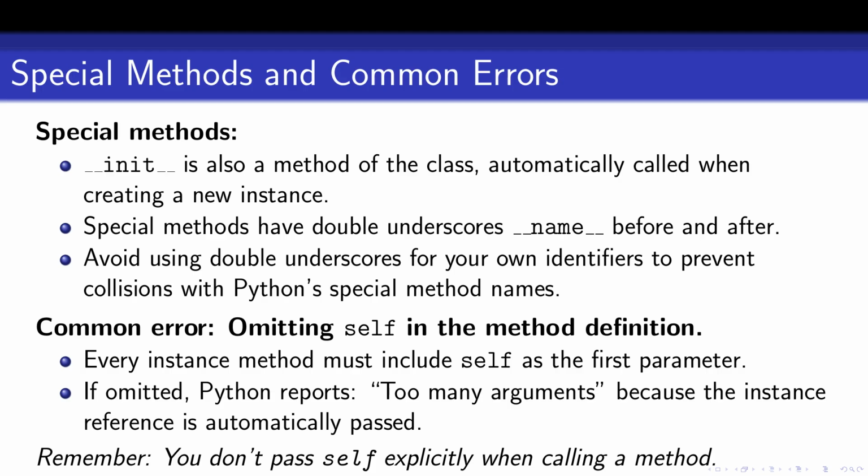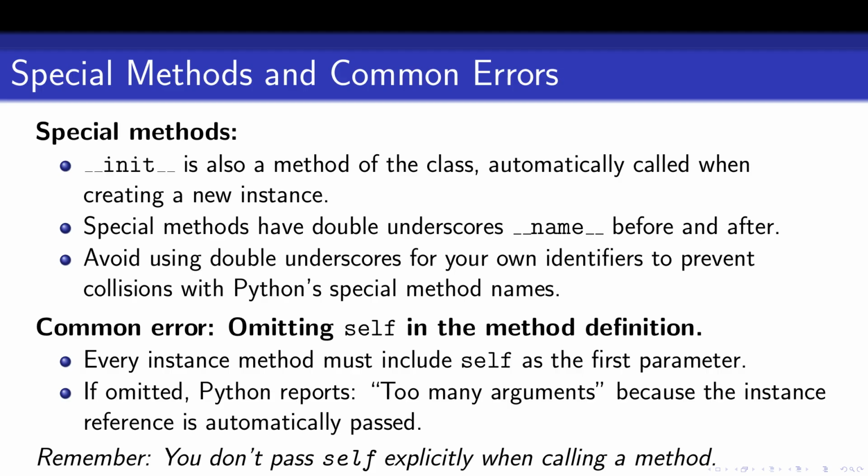It's important to understand how Python treats certain methods as special, particularly __init__, which is automatically called when creating an object. These special methods, sometimes called dunder methods because they have double underscores before and after their names, let you hook into Python's object system. You should avoid using double underscores in your own method names to prevent conflicts.